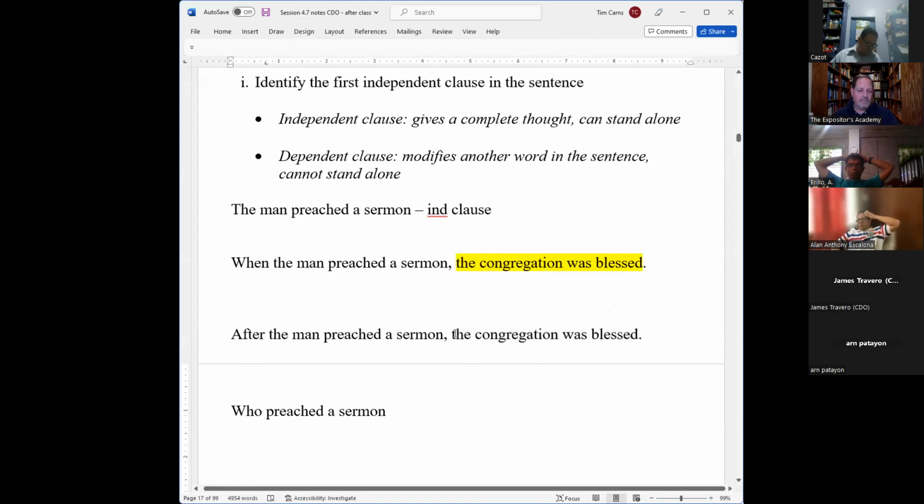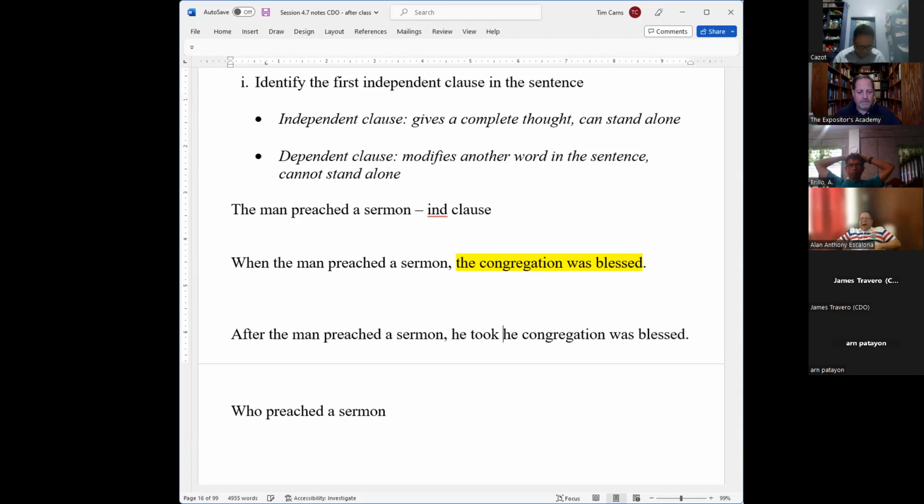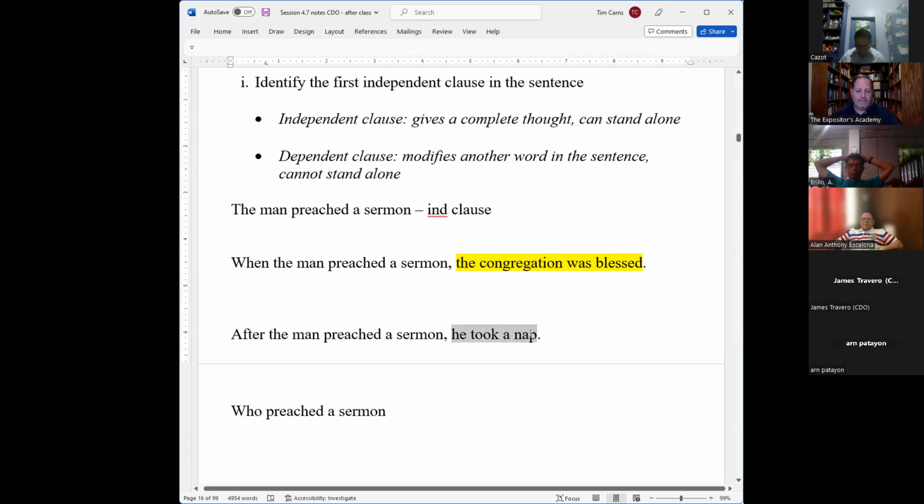Or you could say, after the man preached the sermon, he took a nap. He took a nap is independent here. This clause is dependent because of that word after. It's connecting it to he took. When did he take a nap? After he preached the sermon.